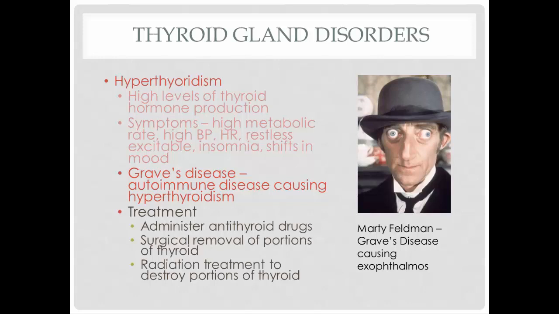Some of the symptoms that we see with Graves' disease include what's called exophthalmos, which is a bulging of the eyes due to a buildup of water-filled tissue behind the eyes. And Marty Feldman of Young Frankenstein fame, if you've seen that movie, made a living off of those bulging eyes. The treatment is either to administer anti-thyroid drugs so that it stops the thyroid gland from making a bunch of thyroid hormone, or to surgically remove a portion of the thyroid or treat it with radiation to destroy part of the thyroid gland.